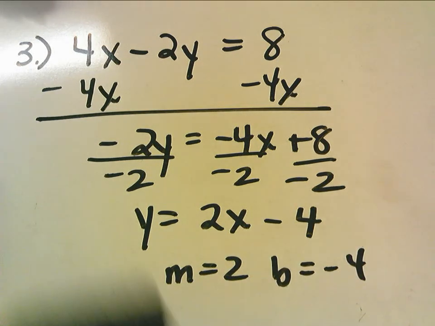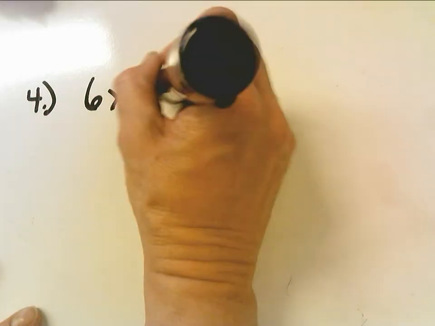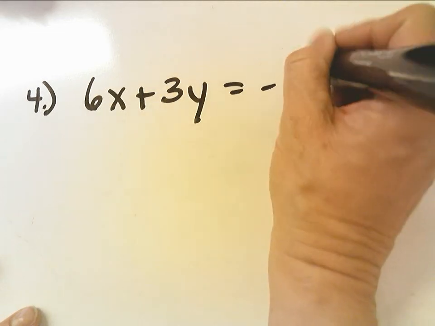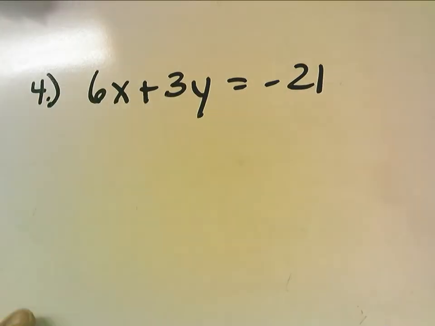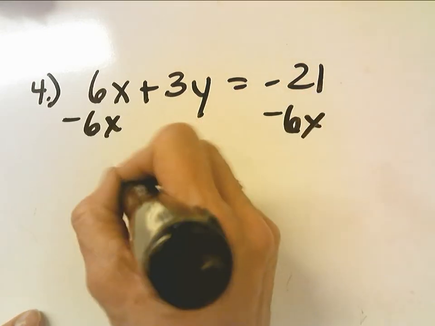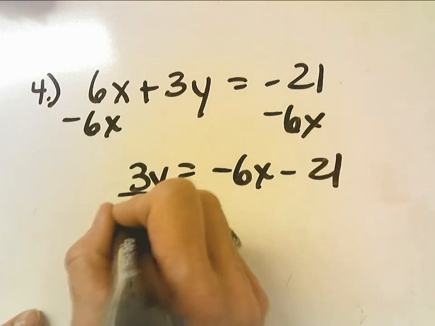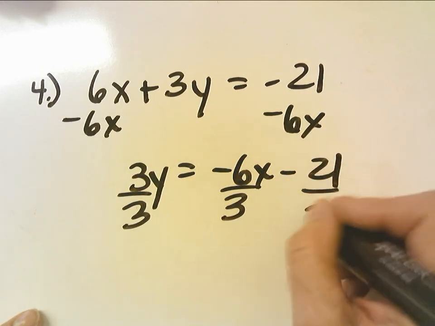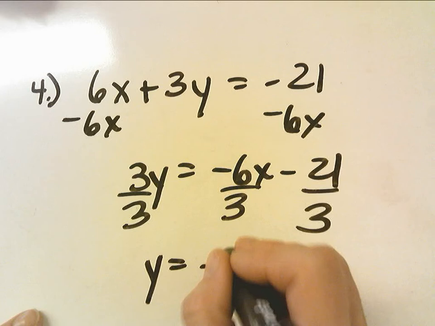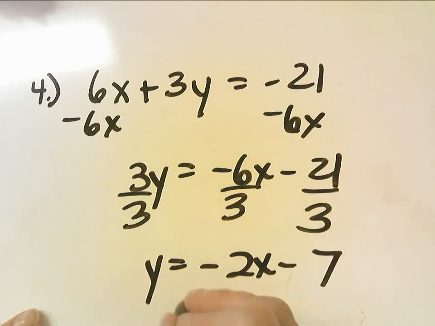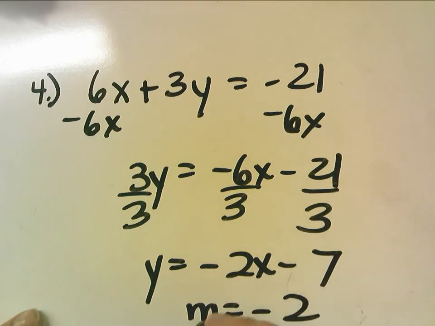Okay, and then for number 4, I have 6x plus 3y equals negative 21. I'm going to solve for y by subtracting 6x from both sides. Divide by 3. Y equals negative 2x minus 7. M equals negative 2. B equals negative 7.